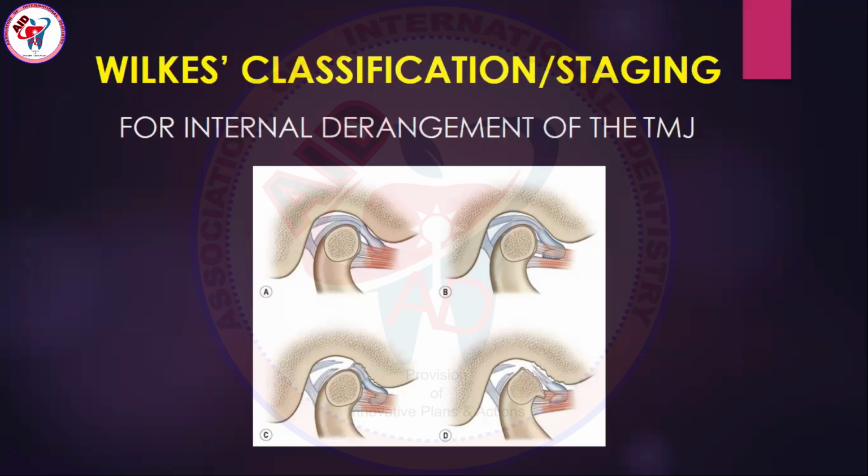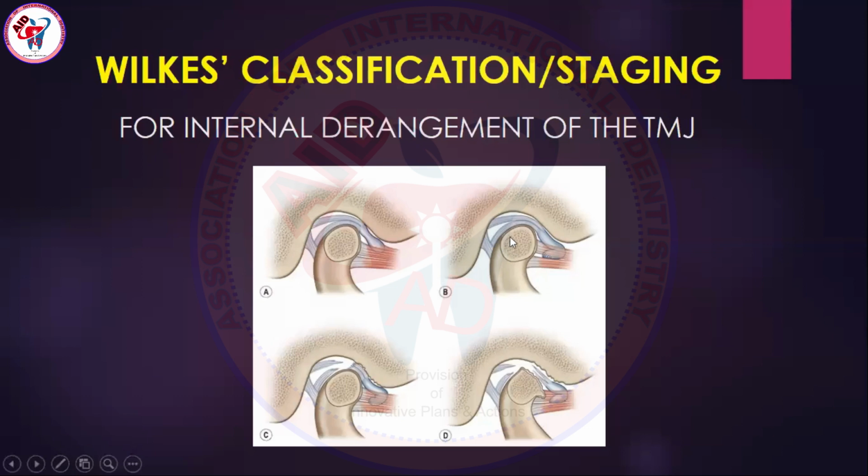This is very important to understand, especially for the general dental surgeon. So this was the normal joint: there was the disc, there were the fibers of the lateral pterygoid muscle, the bilaminar zones, and the posterior capsular attachment.